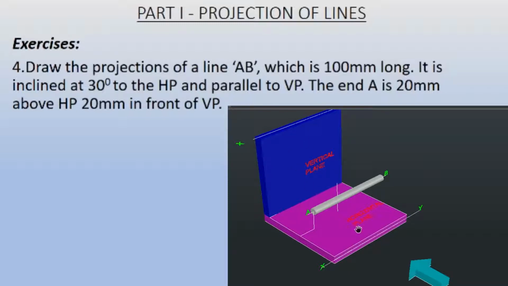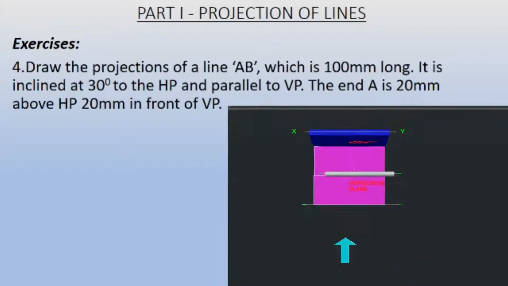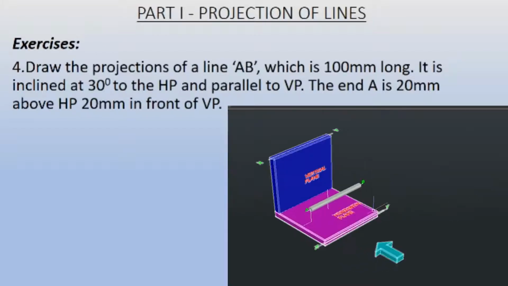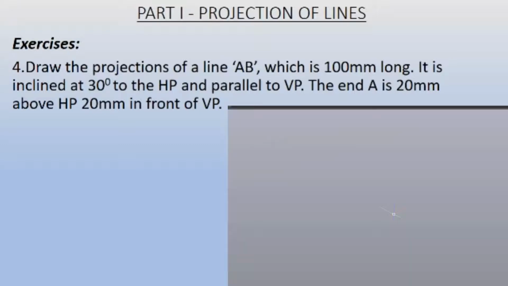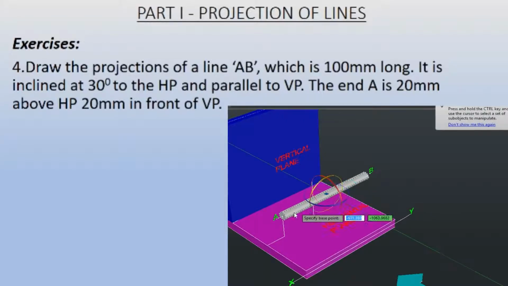One thing to observe here, the most important thing here, is the angle. As I have mentioned, the current position of the line here is parallel to horizontal plane and parallel to vertical plane. As you can see in the front view, it's a straight line, and in the top view it is going to be a straight line also, but we have to tilt this with respect to the horizontal plane. So I will tilt this at an angle of 30 degree.